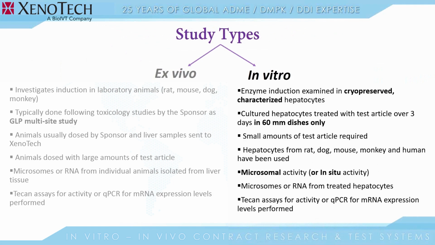Now, the majority of our induction studies are in vitro studies. For in vitro studies, enzyme induction is examined in cryopreserved characterized hepatocytes. The cultured hepatocytes are treated with test articles for 3 days. Only small amounts of the test article are required since we're doing these in microplates. Hepatocytes from rat, dog, mouse, monkey, or human can be used. Again, in vitro studies, we can either look at microsomal activity of the enzymes or RNA from the treated hepatocytes.